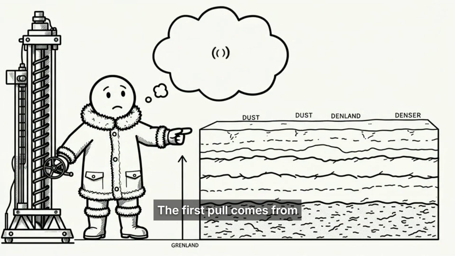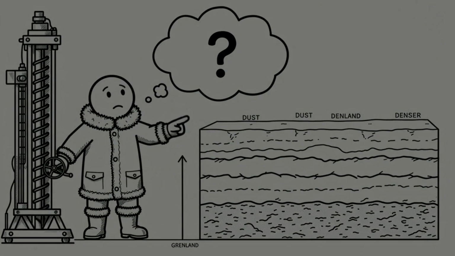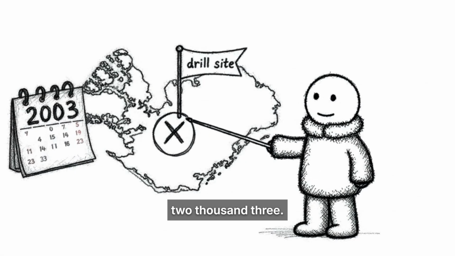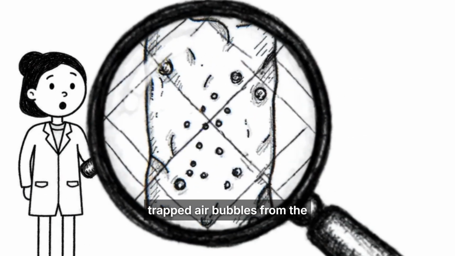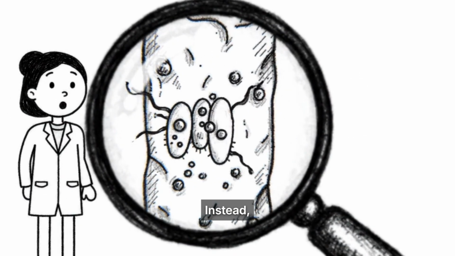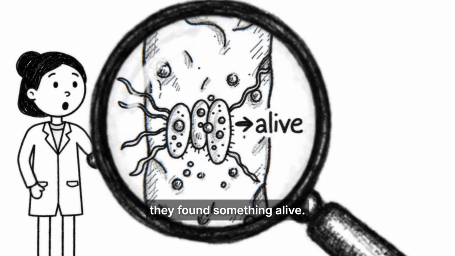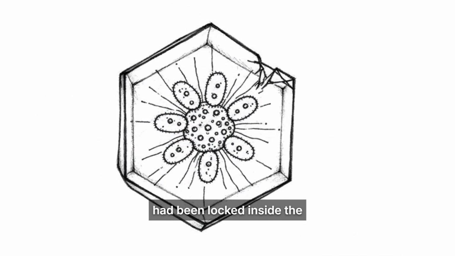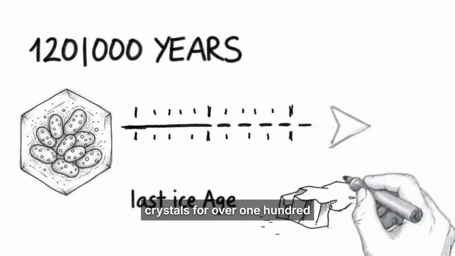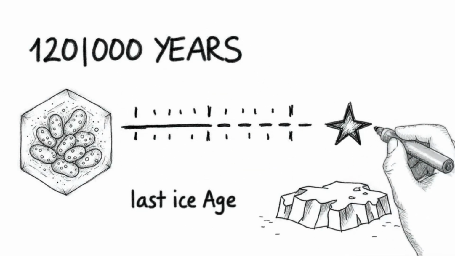The first pull comes from a core sample drilled into the Greenland ice sheet in 2003. The researchers were looking for trapped air bubbles from the last ice age. Instead, they found something alive. A frozen microbial colony that had been locked inside the crystals for over 120,000 years.